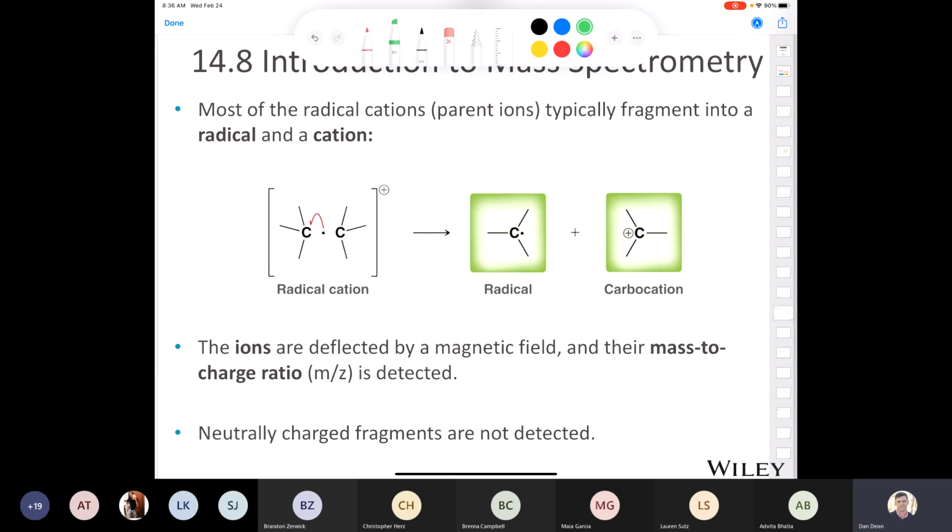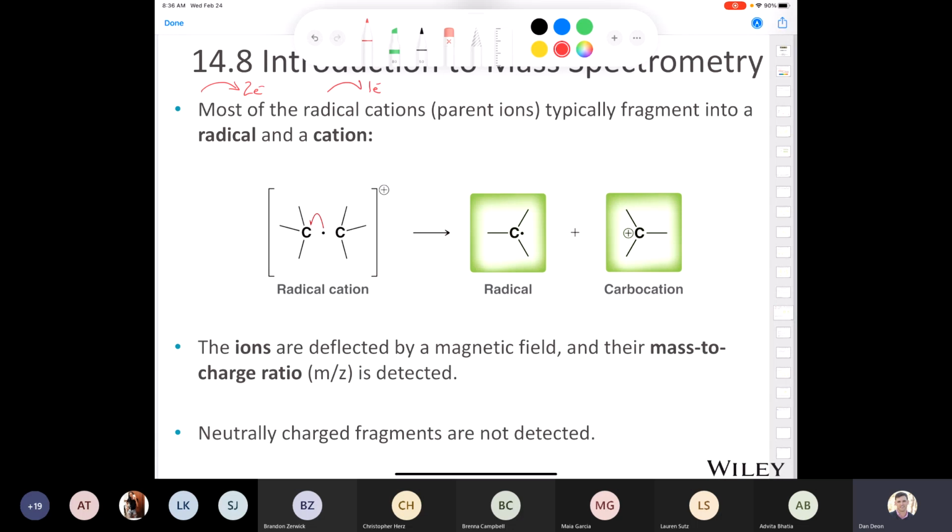Now, I'm not going to ask you to draw any fish hook arrows. This is called a fish hook arrow. Remember the double-headed arrow, which represents the movement of two electrons? When you see an arrow with one barb on it like that, that means the movement of one electron. Drawing the curved arrows is something that we'll do in chapter 10, so you don't have to worry about it, okay? But what you have to know is that the parent ion can typically break apart.